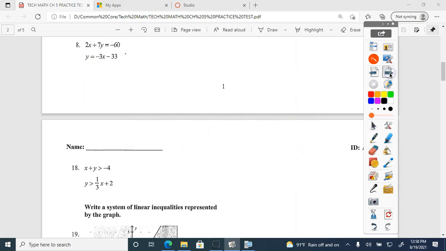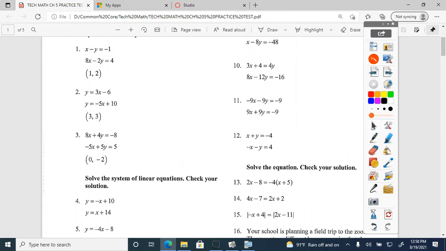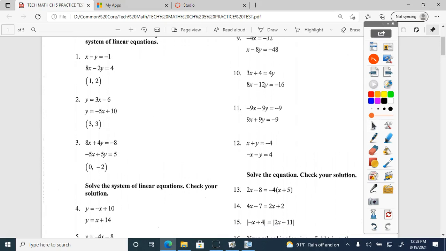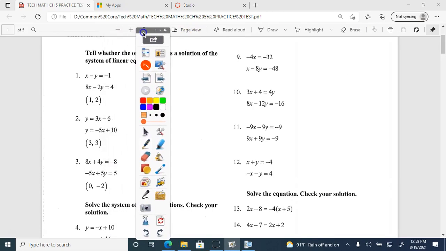All right. Number 9. Come back up here to the top here. There we go. What's it set up to do? Definitely set up to do substitution. All right. So we'll say negative 4x equals negative 32. We're going to divide by negative 4. So x is 8.